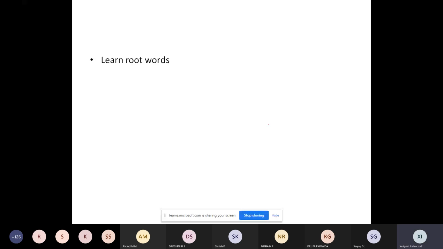Root words are from Latin and Greek words. They form the basis of any word, as a root itself is the basis, correct? It's the base. Similarly, root words form the base of any word, and give rise to the formation of new words by adding a suffix or prefix to it. Let's see what those root words are.